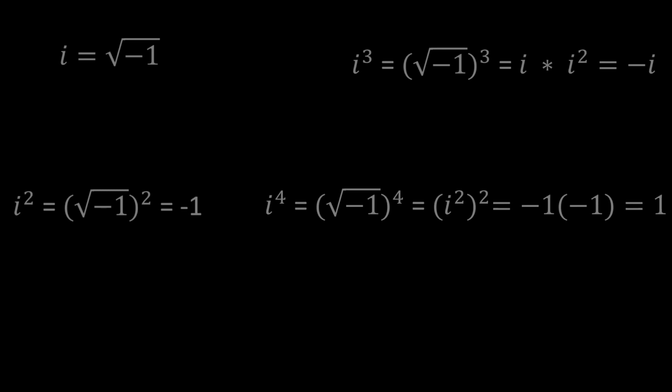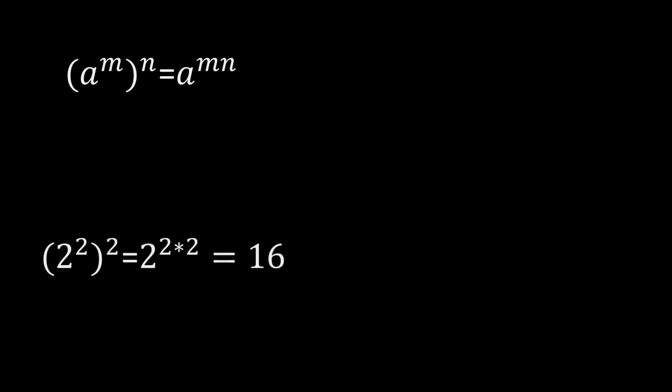Knowing this, we can find whatever i is when it's raised to a power. How? Well, recall some of your exponent properties. a to the m, in parentheses, raised to the n would give a to the m times n. An example of this is when we take 2 squared squared. Using our power properties, we can say that this is equal to 2 to the 4th, which is just 16. Let's apply this to imaginary numbers.